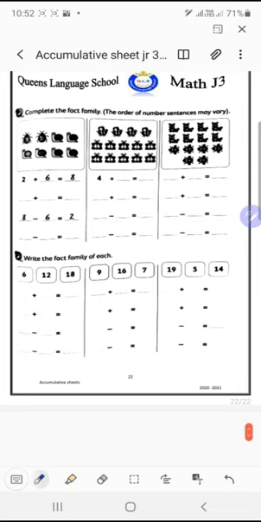Next page here, we will have missing numbers. Let's count from the pictures, okay? How many insects here do we have? 1, 2. So we will write here 2. Plus, we add 2. 2 what? 1, 2, 3, 4, 5, 6. So we will write number 6. The total of them will be 8.